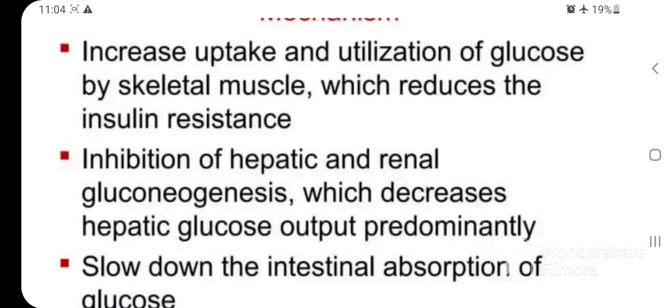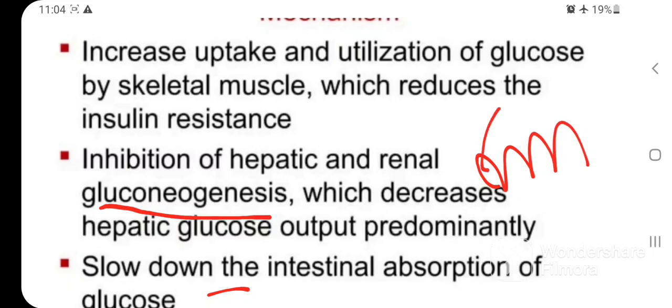They will stop gluconeogenesis. Gluconeogenesis means synthesis of new glucose from non-carbohydrate sources, like from lipids. They will prevent this synthesis, which decreases hepatic glucose output predominantly. They slow down the intestinal absorption of glucose. The villi present in the intestine, with the help of some transporters, accept all that glucose and send it into the blood circulation. That leads to an increase in the blood glucose level.